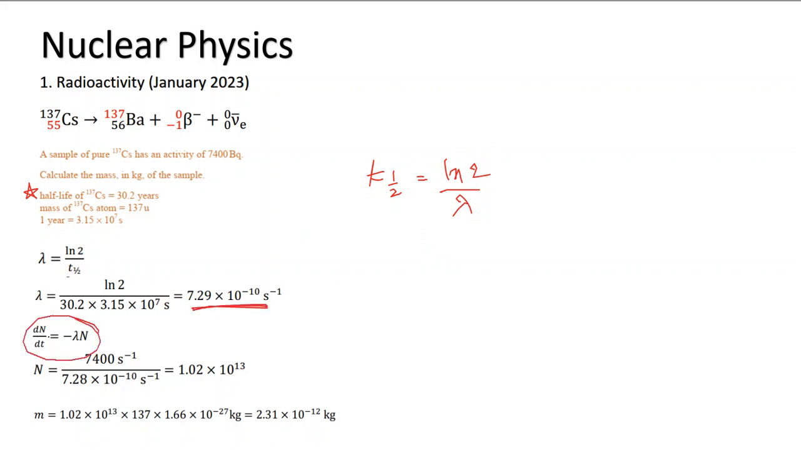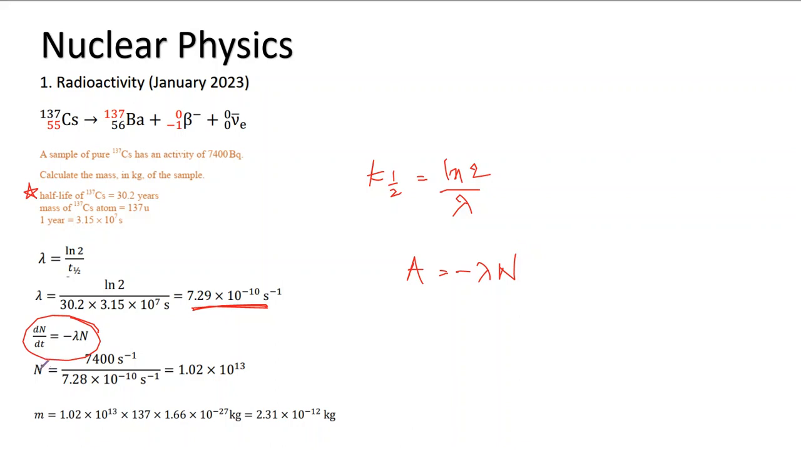For this, dN by dt is basically activity. So activity equals minus lambda N. At this point, let me remind you, please make sure you have all of the equations memorized. During your exam, you cannot be looking back at the end of your question paper to recall the equations. You have to have all of the equations on the tip of your tongue.